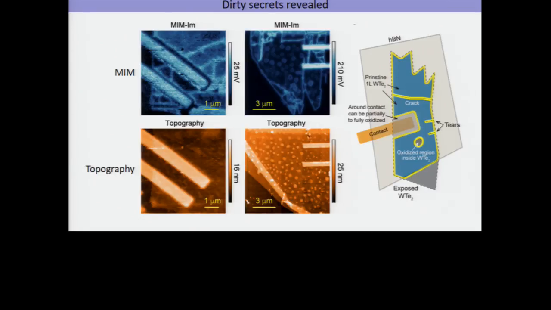If you don't know what your device really looks like, if you're looking, say, for quantized conduction, without being very careful you don't know whether you've got additional channels inside that are conducting, or whether your edge has got lots of tears in it, or whether it's partially oxidized and you've got some bulk conduction going on there as well. This MIM allows you to be much more sure what you're measuring.